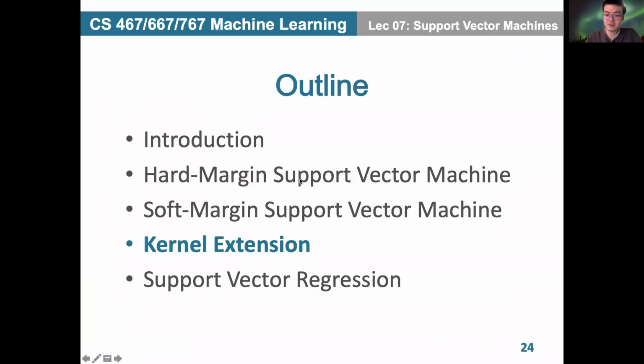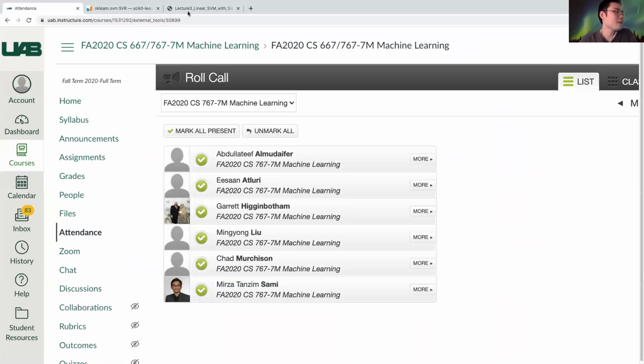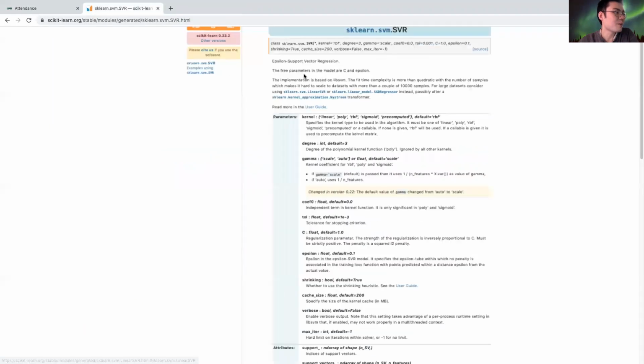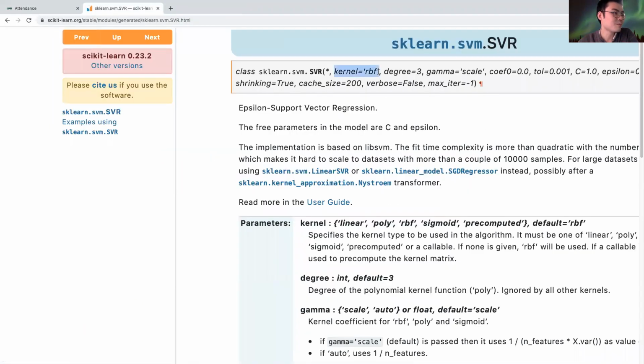I see a student leaving, so don't leave. The kernel part is really important. If you want to understand the SVM, you need to understand the kernel, because by default you use a kernel. It's not linear.